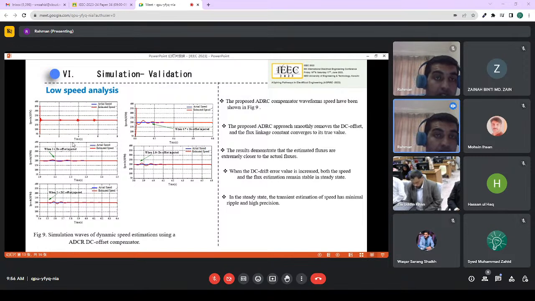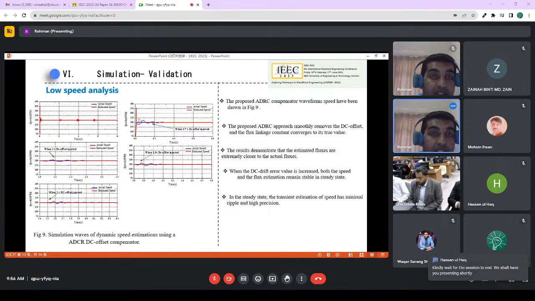So we show different conditions whenever we inject 0.7 volt DC offset into the system, and we inject 1 volt and 1.5 and 2 volt. We see some fluctuation between estimated speed and actual speed. But due to our proposed method, this disturbance is removed within less than 1 second.